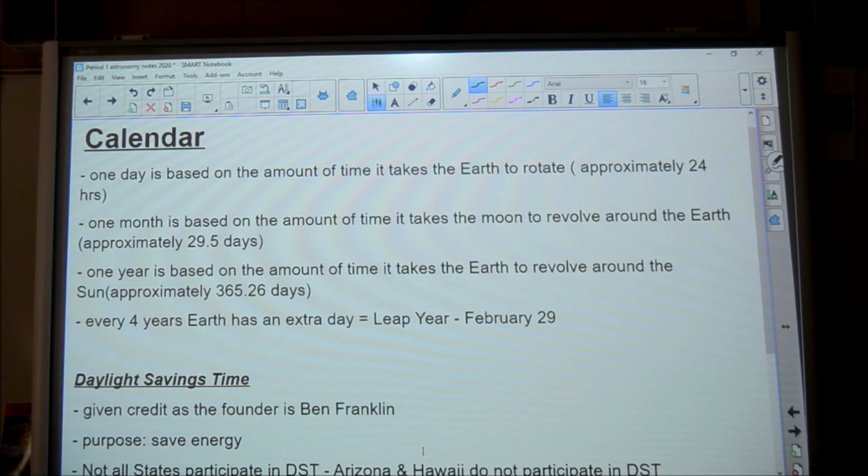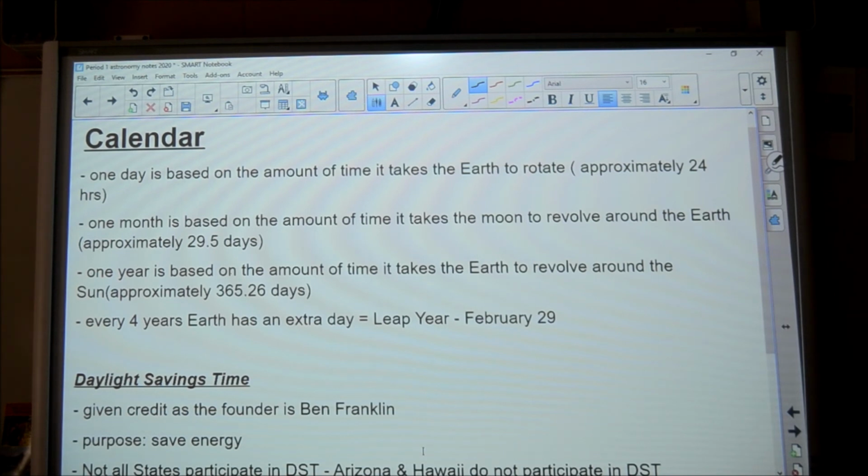Looking at the calendar, it's all based on the Earth. So 1 day is the amount of time it takes the Earth to completely rotate or spin on its axis, which is approximately 24 hours. 1 month is how long it takes for the moon to revolve around the Earth. And that one you're looking at 29.5 days, as long as we take into account that the Earth is also revolving.